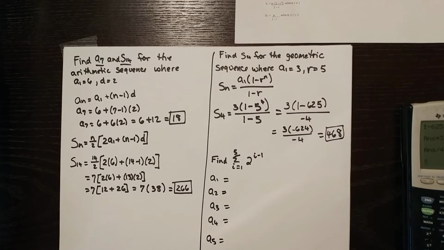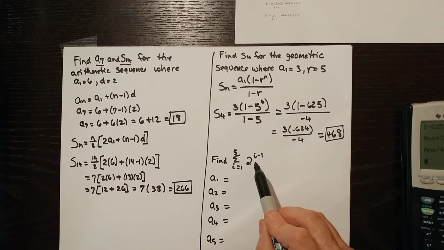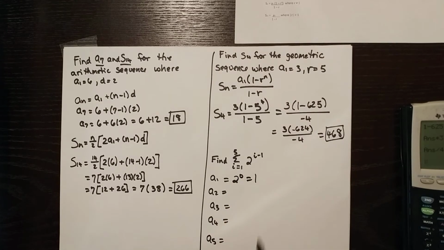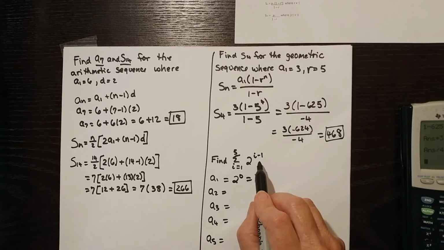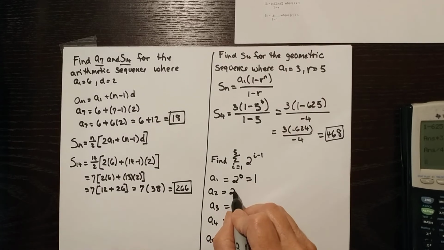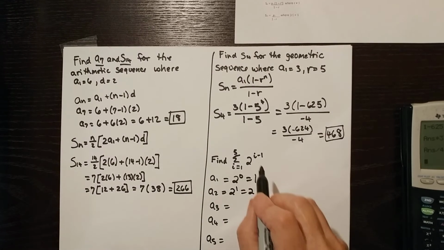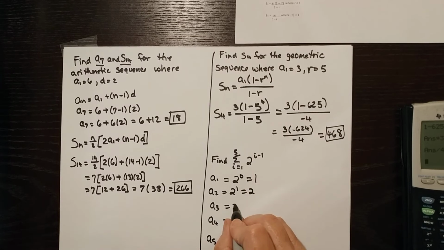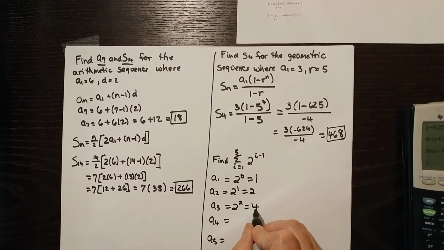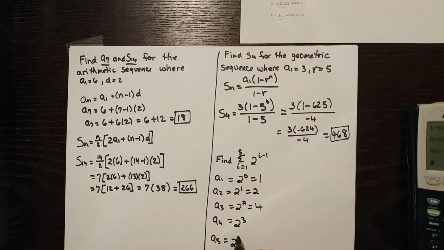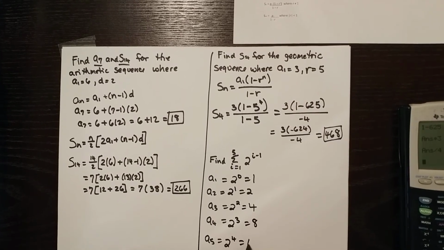So a sub 1 is when i is 1. So we put 1 in here for i, and 1 minus 1 is 0. So this is equal to 2 to the 0, which we know is always 1. A sub 2, we put 2 in for i. 2 minus 1 is 1. This is equal to 2 to the 1, which is 2. A sub 3, we put 3 in for i. 3 minus 1 is 2. We see that this is 2 squared, which is 4. A sub 4 is going to be 2 to the 3rd, and a sub 5 is going to be 2 to the 4th. This is an 8. This is a 16.